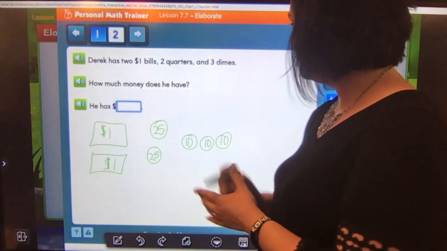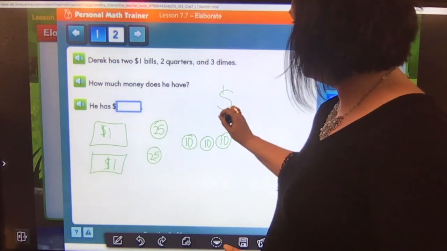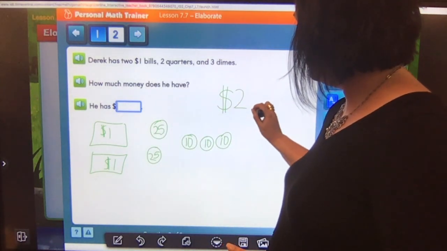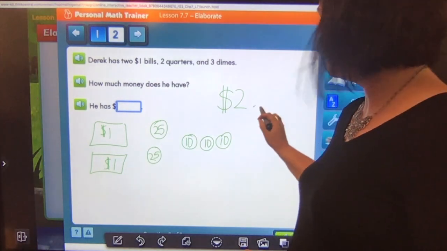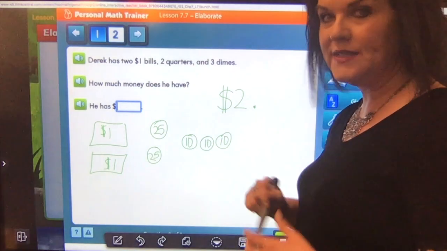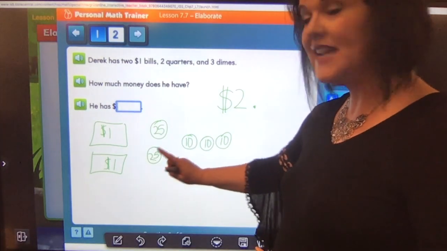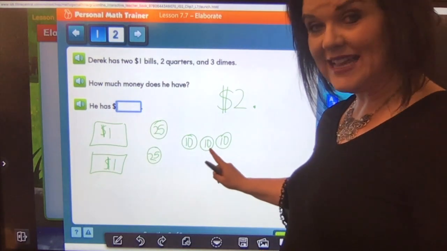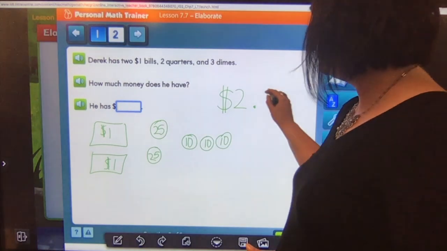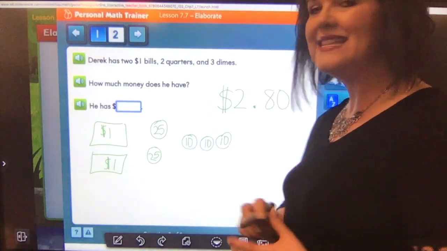$2, right? So we're going to have $2, and make sure whenever you say "and," you put your decimal point. 25, 50, 60, 70, 80. $2.80.